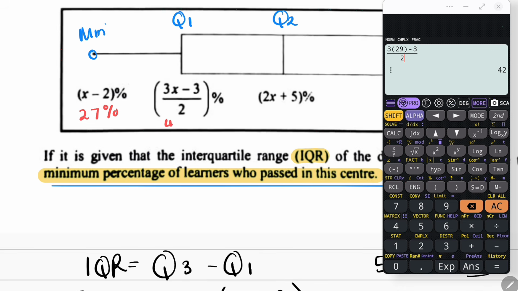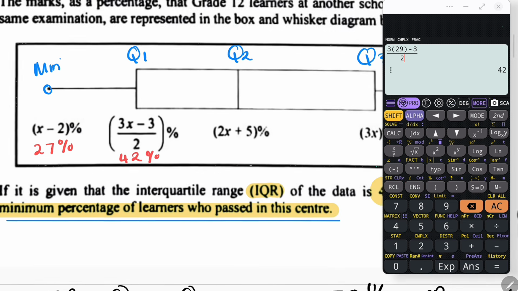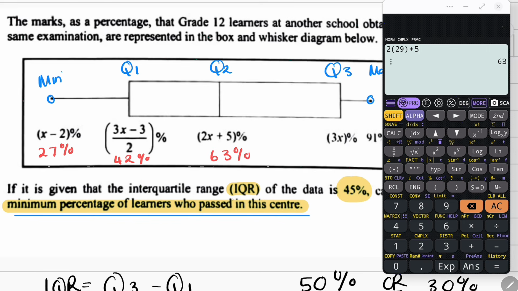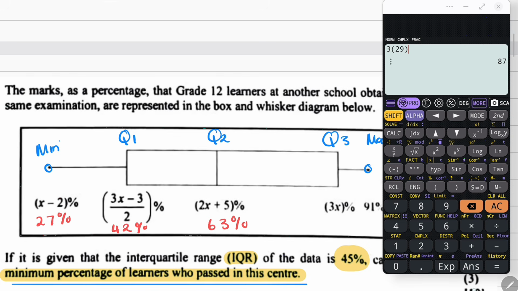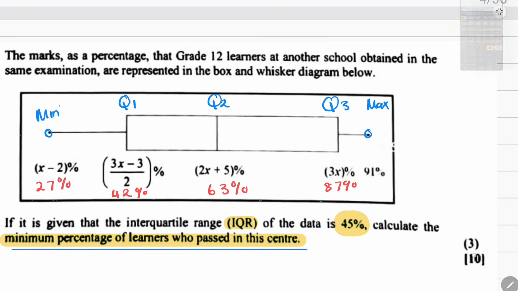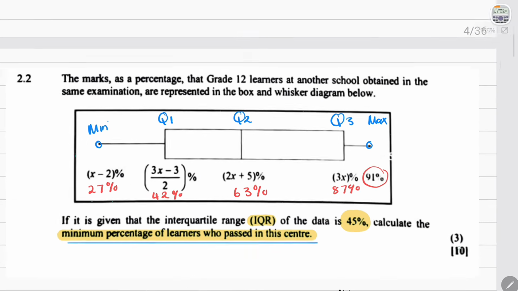So that's 42%. Okay, and then Q2, I'm doing the same thing: 2 times 29, plus 5, just seeing the different percentages. We don't really have to find everything, but let me just try to make a point here. And then Q3 is 3x, so that is 87%. And they already gave us the maximum, which was 91%.